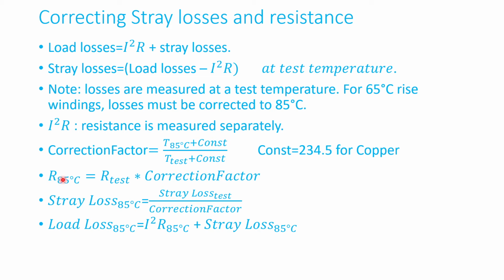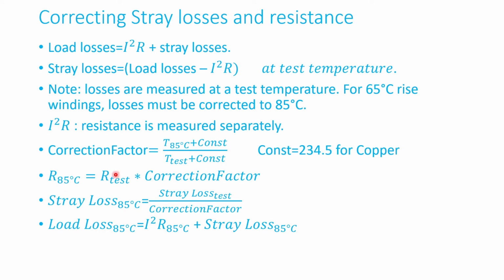So the resistance at 85 degrees Celsius is equal to the resistance measured at the test temperature times the correction factor. Stray losses at 85 degrees Celsius is equal to the stray losses measured at the test temperature divided by the correction factor. So you can see there are two. For the resistance, you multiply by the correction factor. For the stray losses, you divide by the correction factor. So the takeaway is the resistance goes up with temperature. As temperature goes up, resistance goes up. Stray losses, however, as temperature goes up, stray losses go down. So this is really what these two equations tell us here.